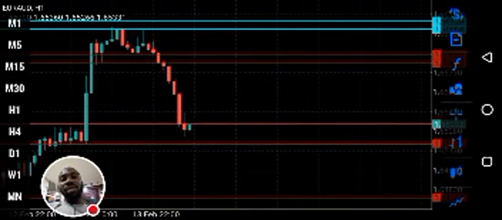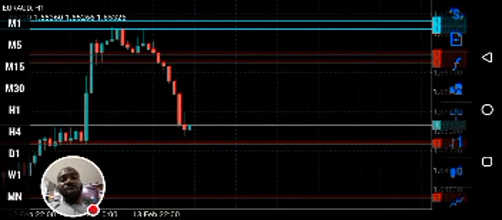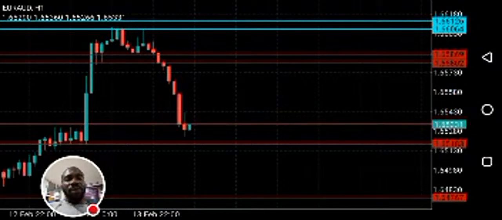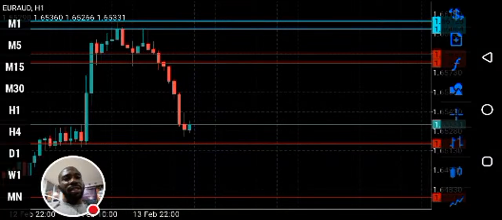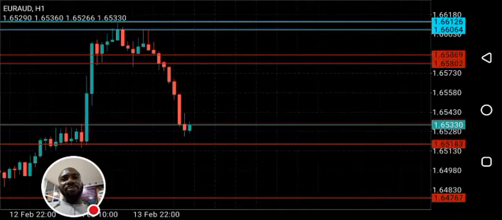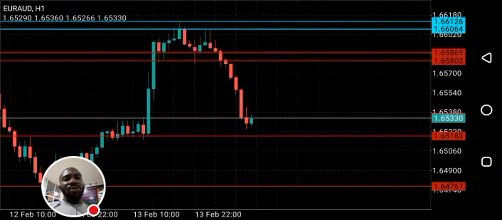But if price keeps dropping from the current market price, then I'll just let go of that trade and wait for a better opportunity. Hope you get that. It makes no sense chasing price. You just have to let the price come to you. Don't chase price. So that's it on Euro Australian dollar.